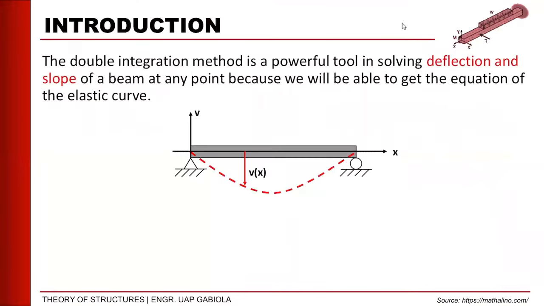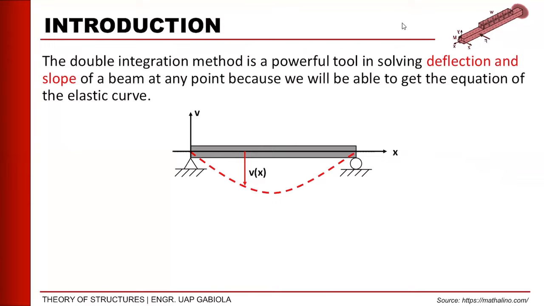As an introduction, the double integration method is a powerful tool in solving deflection and slope of a beam at any point because we will be able to get the equation of the elastic curve. Because from our previous lecture, we were able to qualitatively assess what will be the elastic curve ng beam natin given the different loadings na meron tayo. If we cannot identify the elastic curve directly by inspection, we can use yung moment diagram natin to know what will be the elastic curve of our beam.